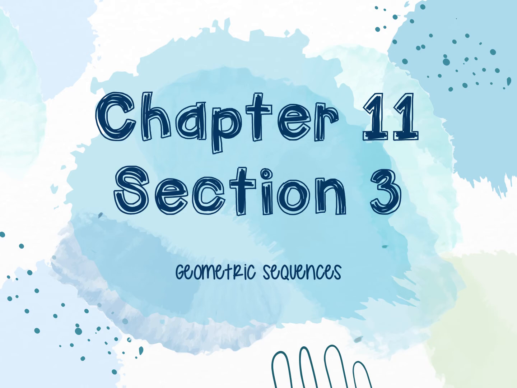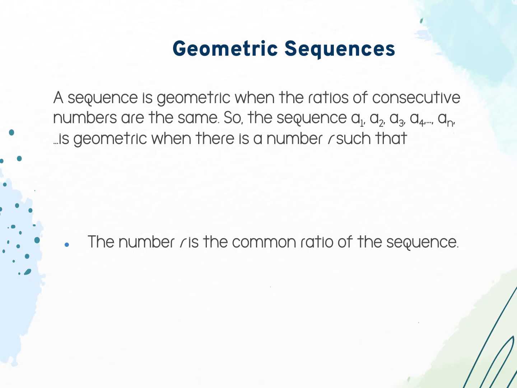All right, chapter 11, section 3 is called Geometric Sequences. So now we're narrowing down again. We did general sequences, and then we said just arithmetic, which is adding the same thing every time. Now we're doing geometric, which is multiplying by the same term every time. So a sequence is geometric when the ratios of the consecutive numbers are the same. Meaning, I take a number, I multiply it times a number, I get to the second one. I take that number, multiply it times the same number, I get to the third one, and I keep going.